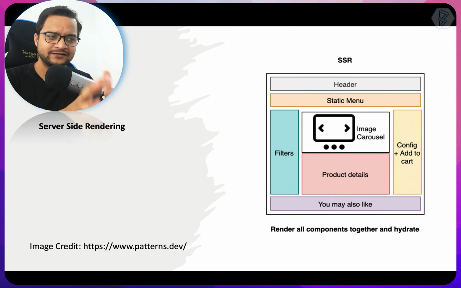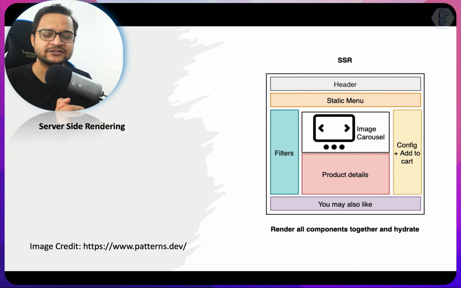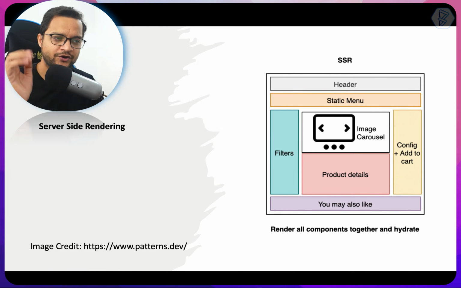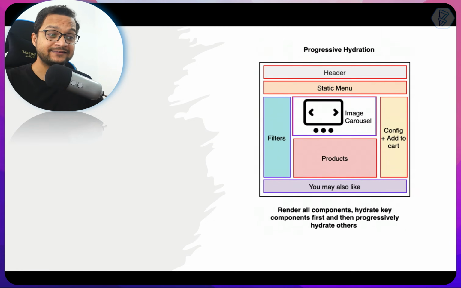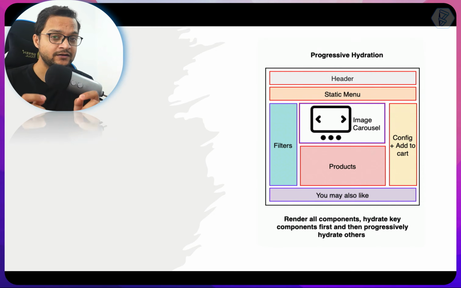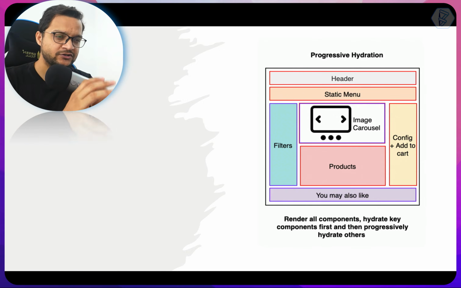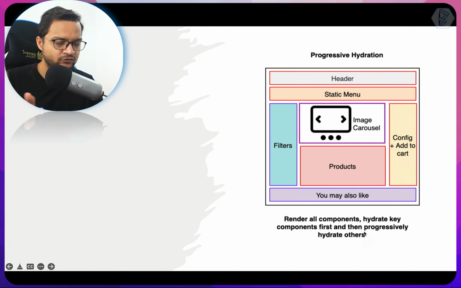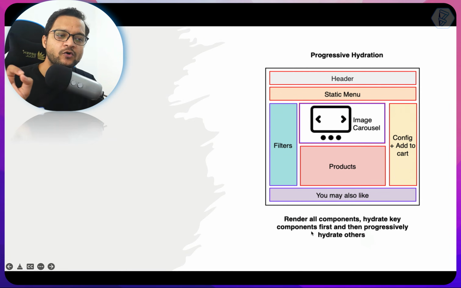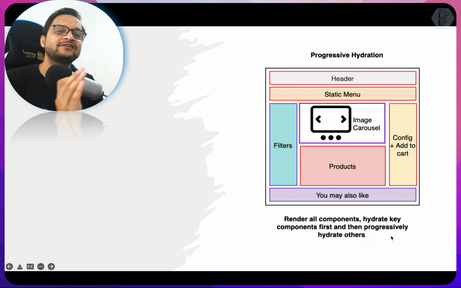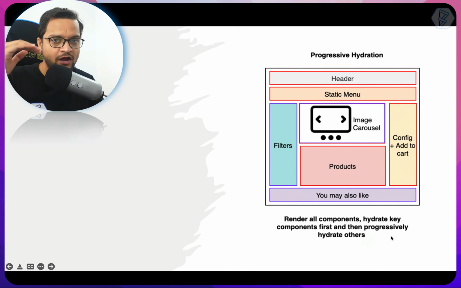By the way, all these images and this information about island architecture are coming from patterns.dev. You must go there. Cool. So second is hydration, but with progressiveness. So we call it progressive hydration. Now what is progressive hydration? We say render all the components, that's okay. Hydrate key components first and then progressively hydrate the others. So it's a top-down process.